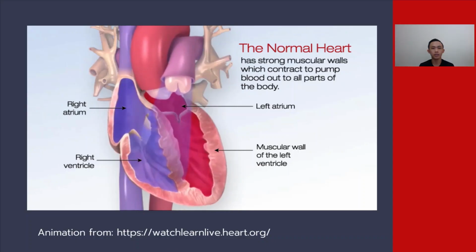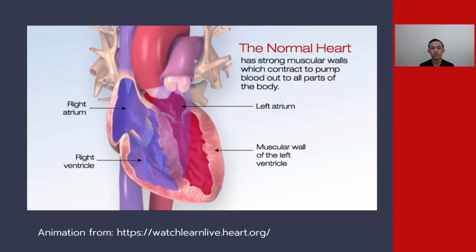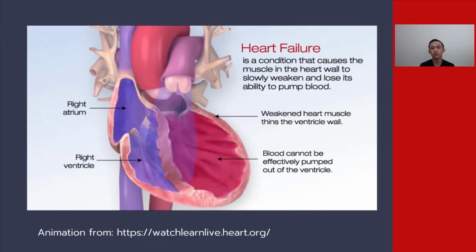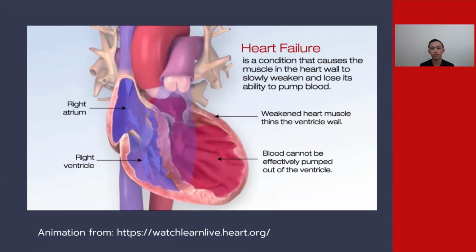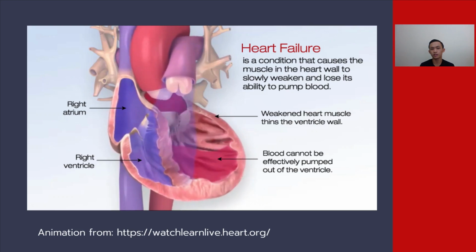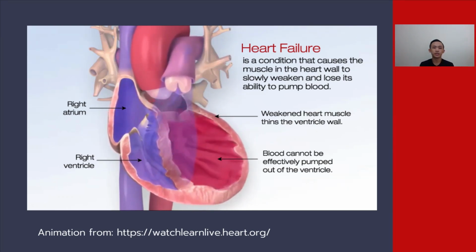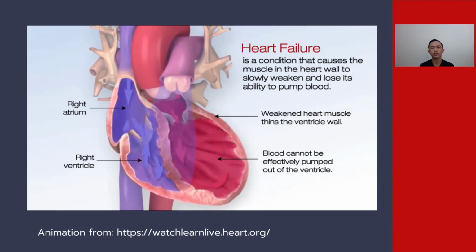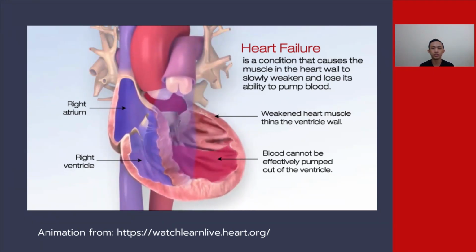Now, this is the animation of the heart in its normal condition, with strong muscular walls, as you can see. And this is the heart failure condition. You can see on the left ventricle, its muscle wall is getting thinner and weaker, and there is a flow back of blood. So the blood is not pumped efficiently. Now, the body's compensation mechanism helps explain why some people may not become aware of their condition until years after their heart begins to decline.